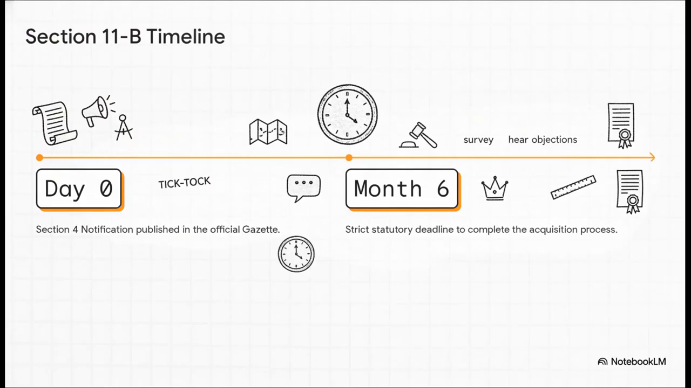I really want you to pay close attention to the tick-tock of the legal clock on this one. Section 11B of the Act mandates that this entire process of acquisition has to be completed within a strict 6-month window. And that countdown starts all the way back on the date of that initial Section 4 notification. You literally have 6 months to survey, hear objections, declare, measure, give notice, and finalize the award.